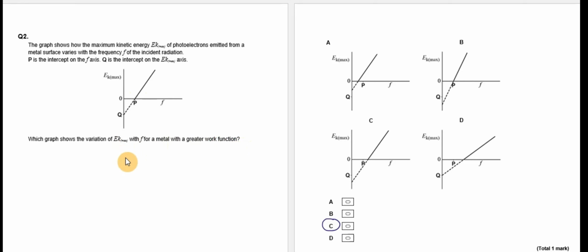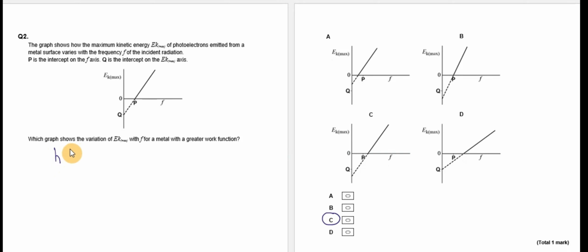So I'm going to start by looking at the equation for the work function as given on your data sheet. You've got Planck constant multiplied by the frequency, which is the energy of the photon, is equal to the work function, which is the minimum energy to release an electron from the metal surface, plus the maximum kinetic energy that any electron can have. Now, if I look at the graph they've drawn, they've got EK max on the y-axis and frequency on the x-axis.